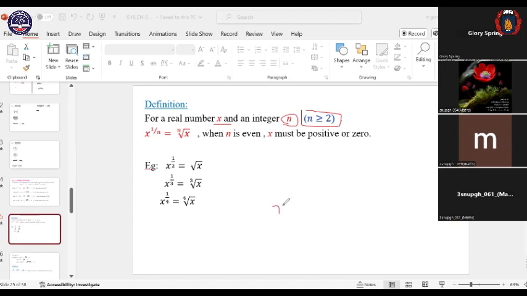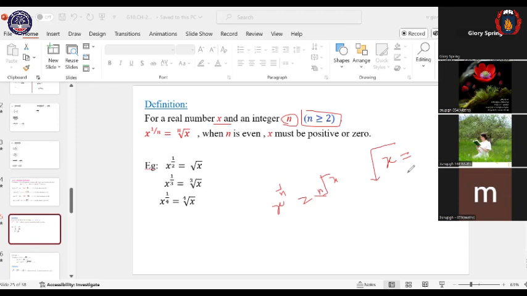x power 1 by n equals the nth root of x. For example, the square root of x is x power 1 by 2. The cube root of x is x power 1 by 3. The 4th root of x is x power 1 by 4. The 5th root of x is x power 1 by 5.